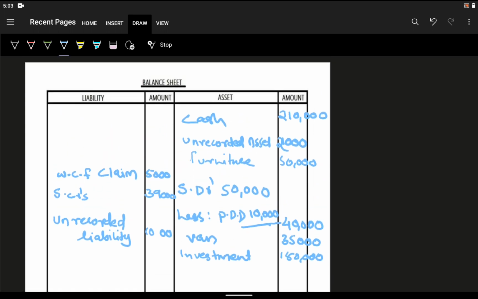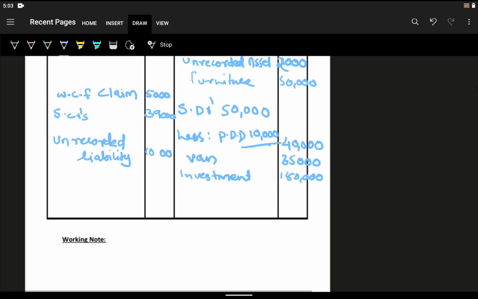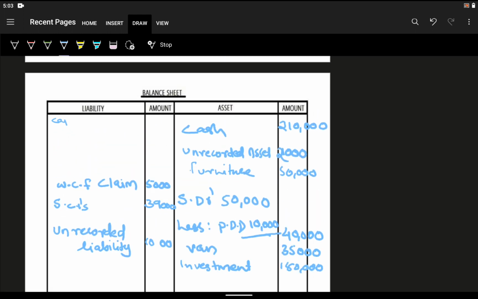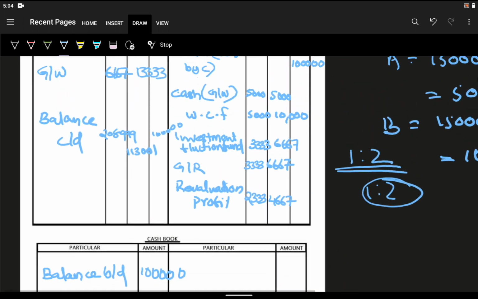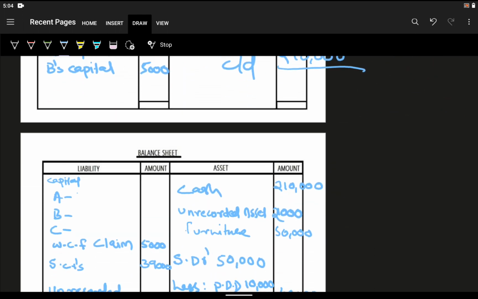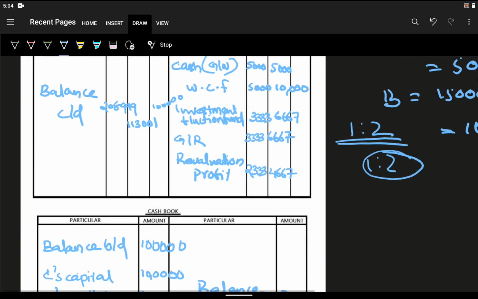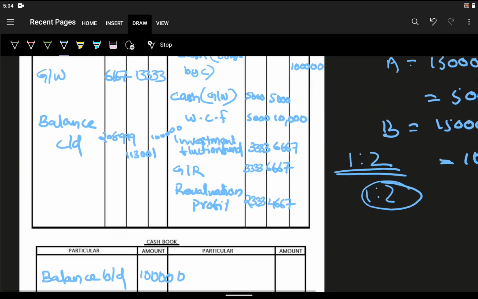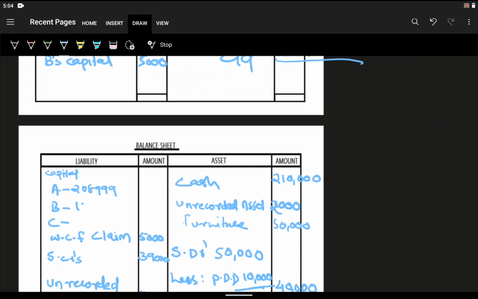Capital is there. So capital also we want to write, for A, B and C. What is the capital for A? We got capital of 2,08,999 for A. And what is it for B? 1,13,001. Okay, what is the capital of C? That is 1 lakh only.